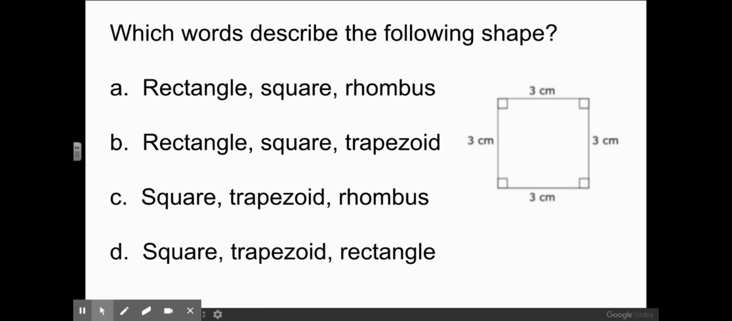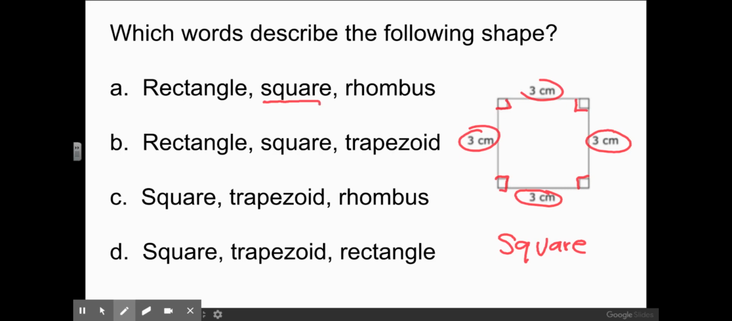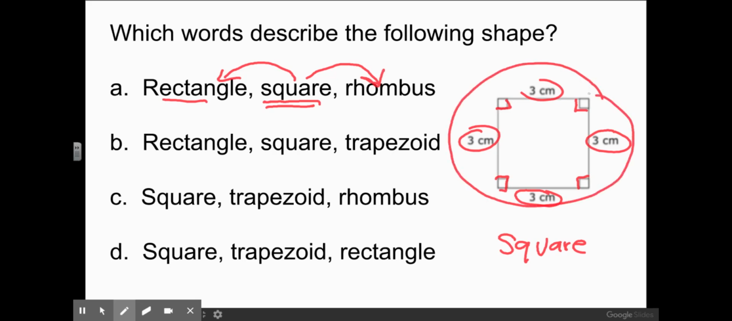So let's look at some examples, some problems. It says, which words describe the following shape? Okay, so we're looking at this shape here. And we know, based on what we just learned about these quadrilaterals, that when it has all sides measuring the same length and it forms right angles, we know this is called a square. Now, we can't just choose square because there are other shapes or other descriptions in each option. So, for example, this one says square, but notice that it also says rectangle. Well, can a square be a rectangle? Yes, it can. Can a square be a rhombus? Yes, it can. But this right here is a square.